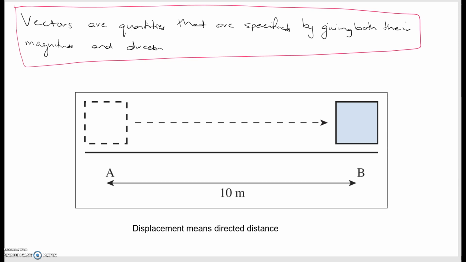Displacement and distance are related quantities. Distance is a scalar, but displacement has a direction. So displacement has a direction. In this case, we're talking about displacement from A to B, and its distance is simply the 10 meters.